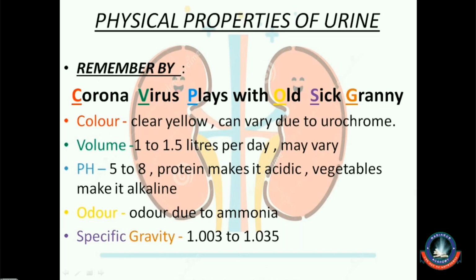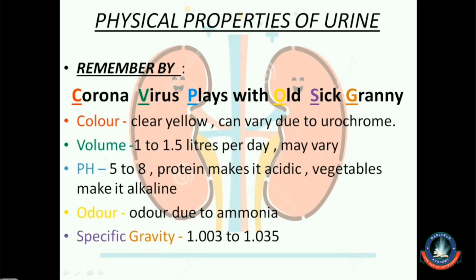Then the volume, obviously that will also vary, depending on how much water you are consuming in a day and how much has been eliminated through your sweat. If you are performing any kind of physical activity, then your volume might reduce and your concentration of urine might be high. The pH of urine is about 5 to 8. Protein makes it acidic, whereas vegetables make it a bit alkaline. Odor, the smell that we have, is basically because of the ammonia present in the urine. And the specific gravity is about 1.003 to 1.035.